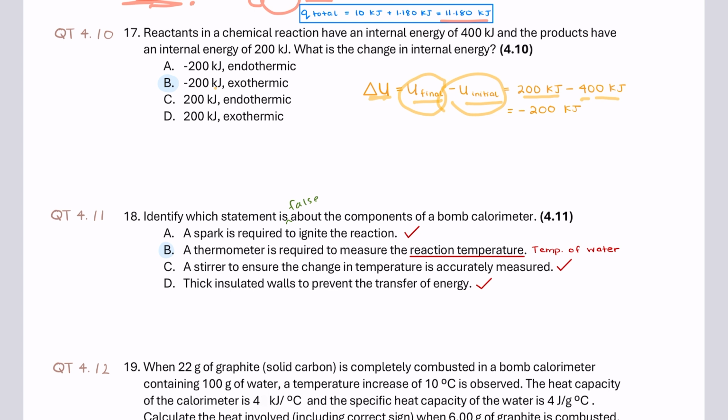So we plug in delta U is equal to 200 minus 400 kilojoules, and that is equal to negative 200 kilojoules. A negative change in internal energy means that energy was released by the system. When energy is released, we call the process exothermic. So the change in internal energy is negative 200 kilojoules, and the reaction is exothermic. That makes the correct answer for problem 17, B.